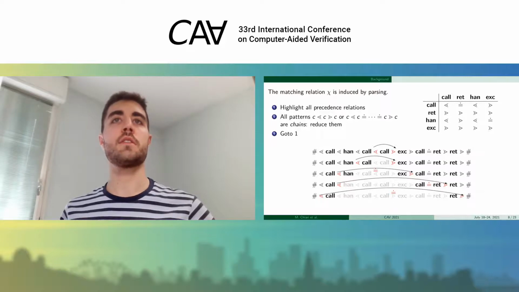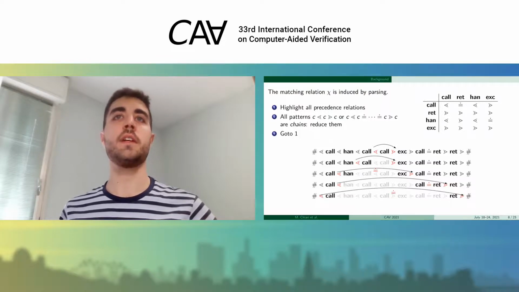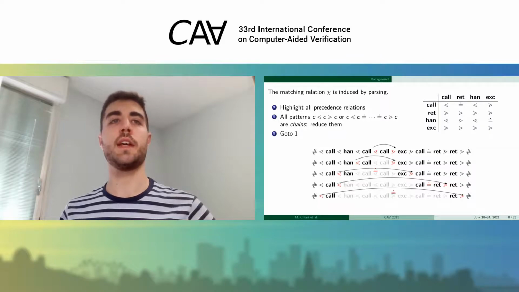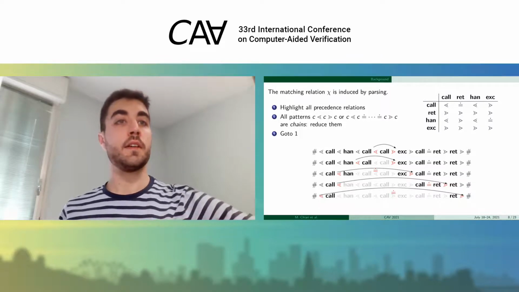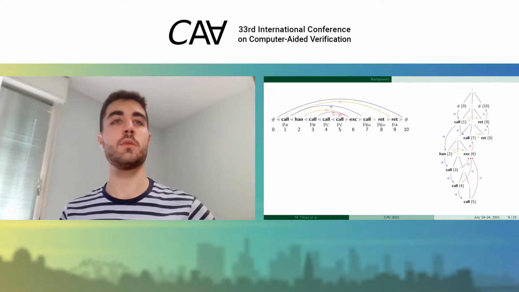And this relation can be many to one. So the handler and the call are both in the relation with the exception. And it's also meaningful. So calls are in relation with the event that terminates them, for example, an exception or a return. And also handlers are in the chain relation with the exception that they catch.